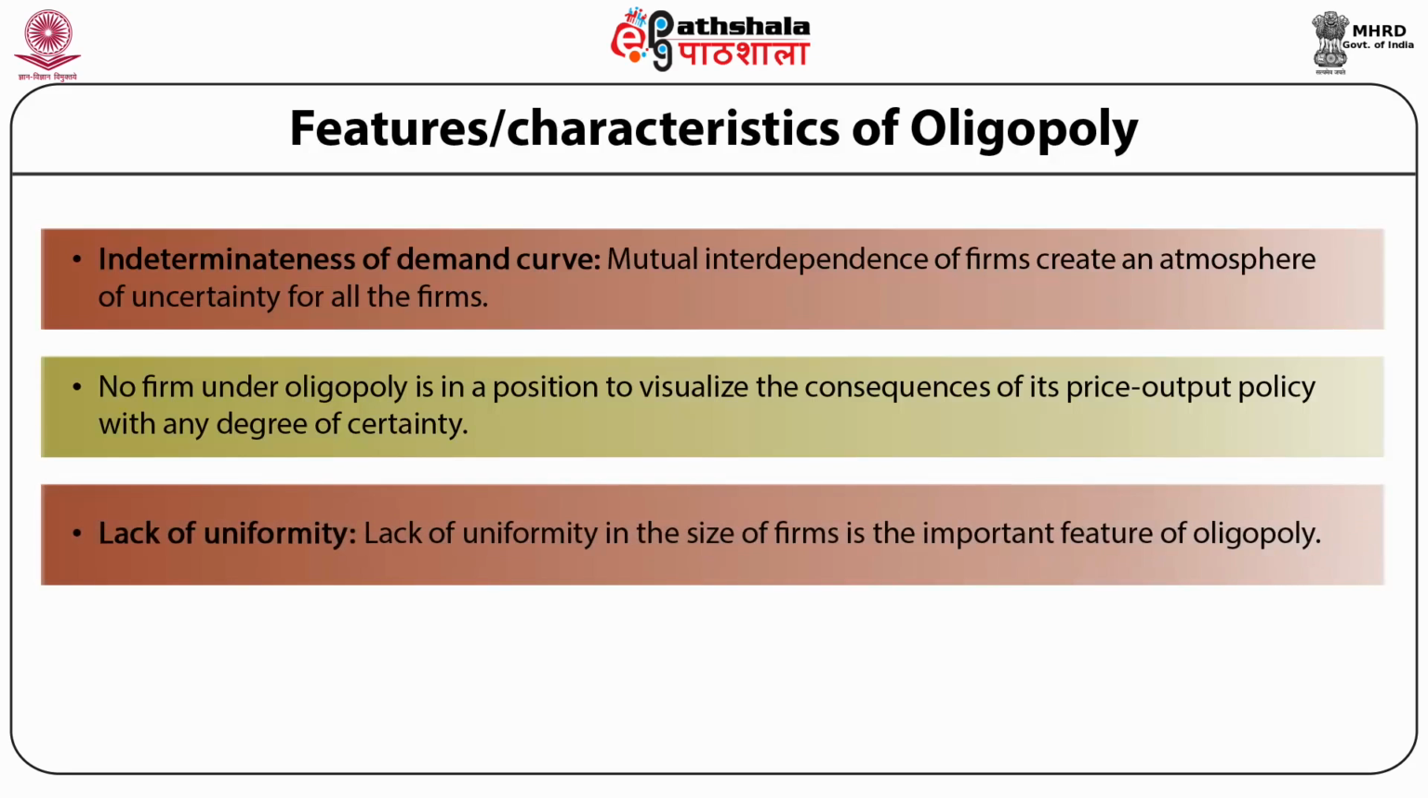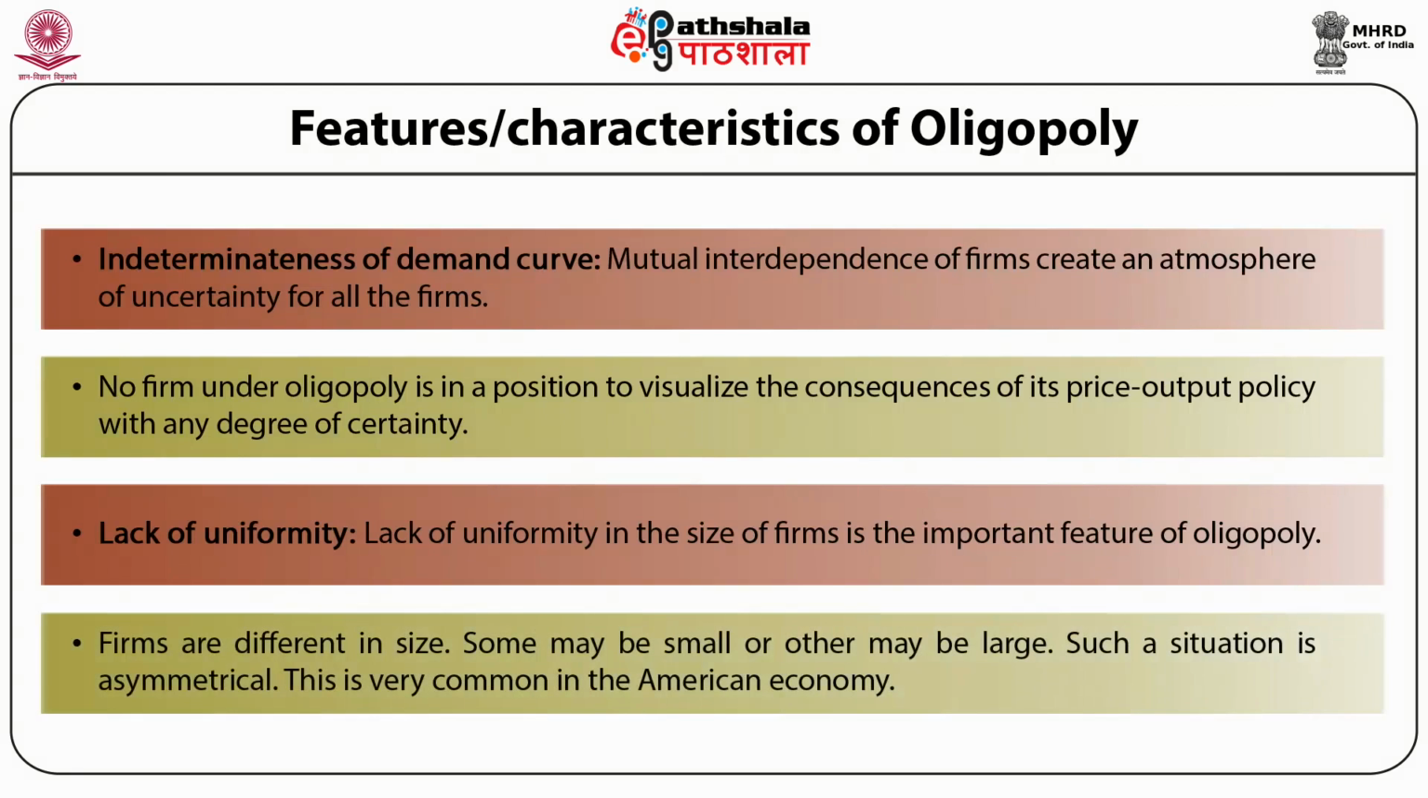Lack of uniformity. Lack of uniformity in the size of firms is an important feature of oligopoly. Firms are different in size. Some may be small and others may be large. Such a situation is asymmetrical. This is very common in the American economy. A symmetrical situation with firms of uniform sizes is rare.